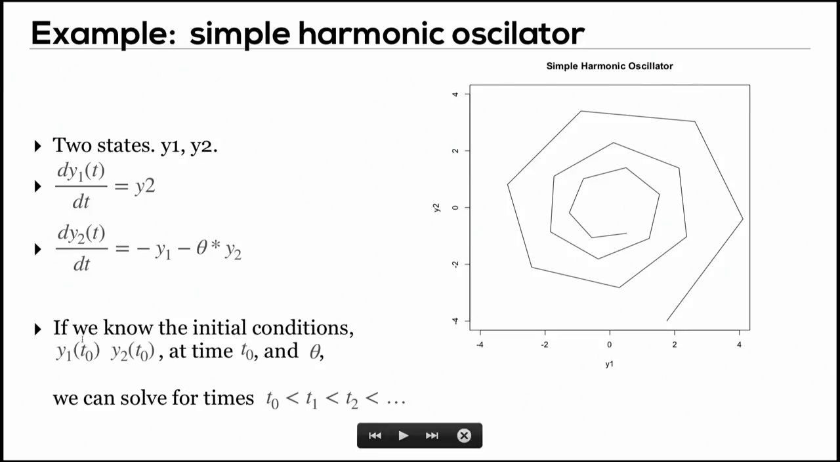If we knew the initial conditions, so the starting states of y1 and y2 at time 0, and theta, we can go ahead and solve for each time point, t0, t1, t2, t3, and we can get the values of y1 and y2 at those time points. That's what we're looking for. Questions so far? More background? No?